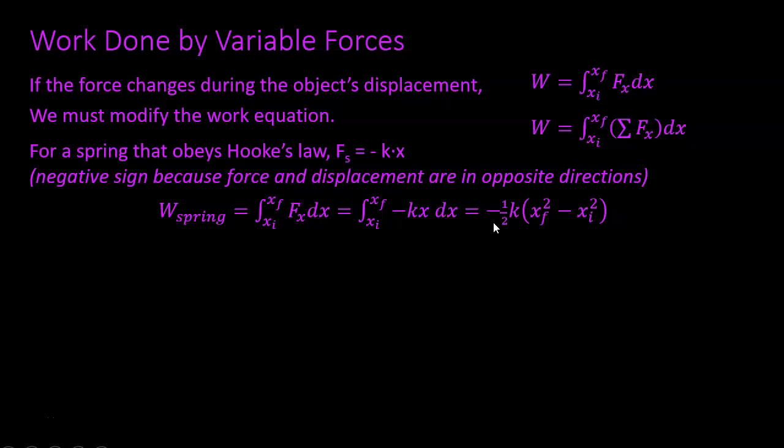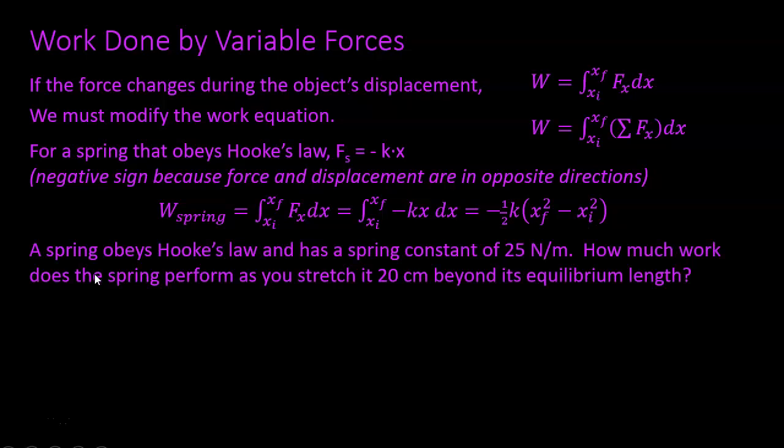You can see we wind up with negative 1/2 times the spring constant times the final position squared minus the initial position squared. If the spring is starting at its equilibrium or normal position, then this x sub i is 0. However, in some instances, you're going to have to analyze problems where the initial position is not the spring's equilibrium position, and then this x sub i value will not be 0. Here we have a problem.